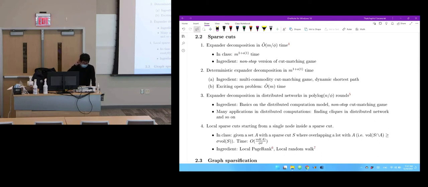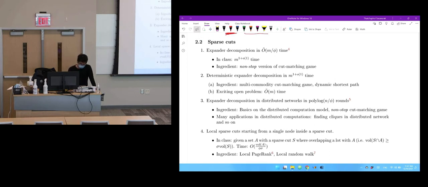For sparse cut, there are some open problems. So I showed in class how to do expander decomposition in this time. There is an algorithm that takes this time. It uses some variant of the cut matching game, which I call the non-stop version of the cut matching game. Quite interesting too. But one can hope to get this time. And if you ask about deterministic algorithms, this running time is the best known.